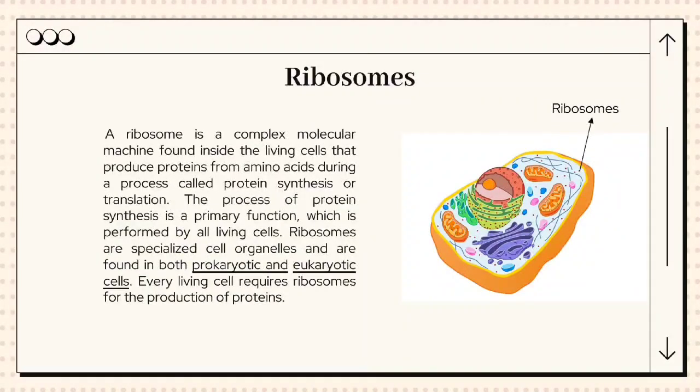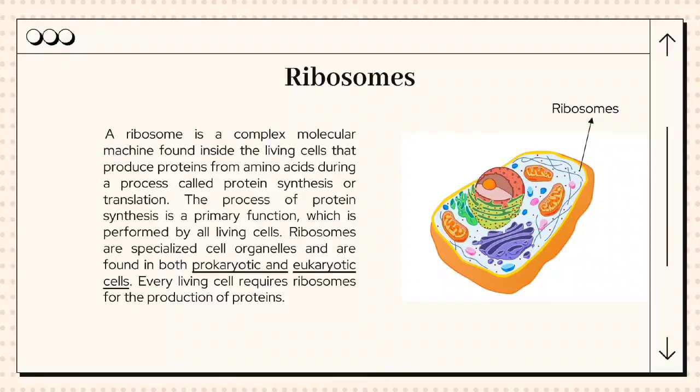A ribosome is a complex molecular machine found inside living cells that produces proteins from amino acids during a process called protein synthesis or translation. The process of protein synthesis is a primary function which is performed by all living cells. Ribosomes are specialized cell organelles and are found in both prokaryotic and eukaryotic cells.